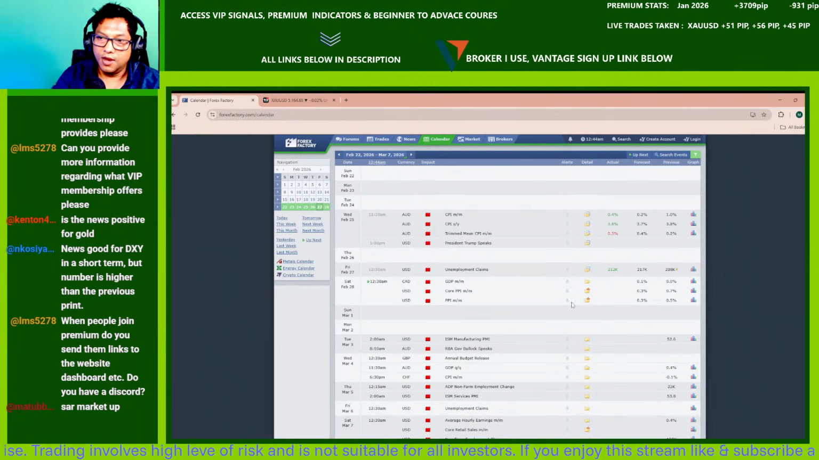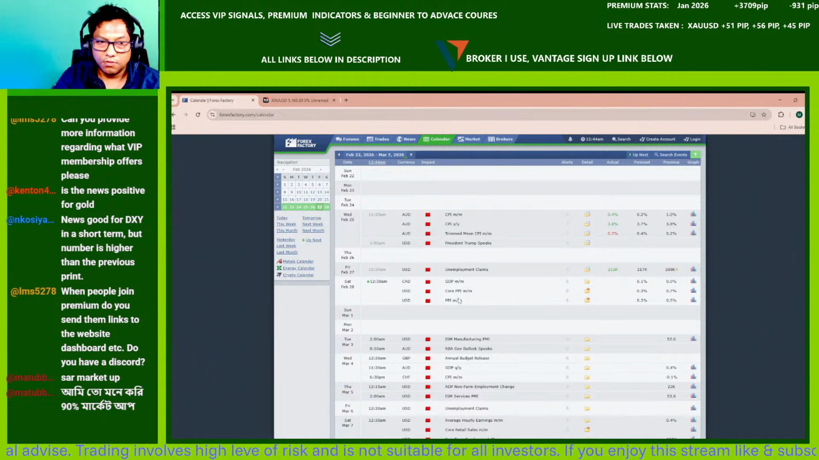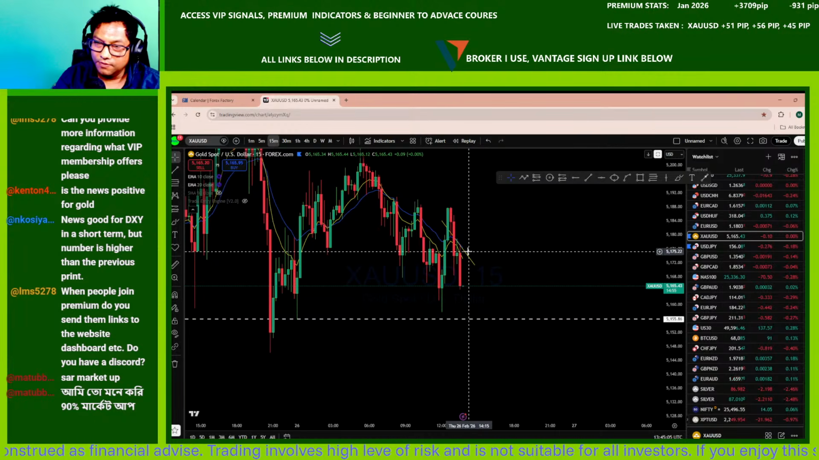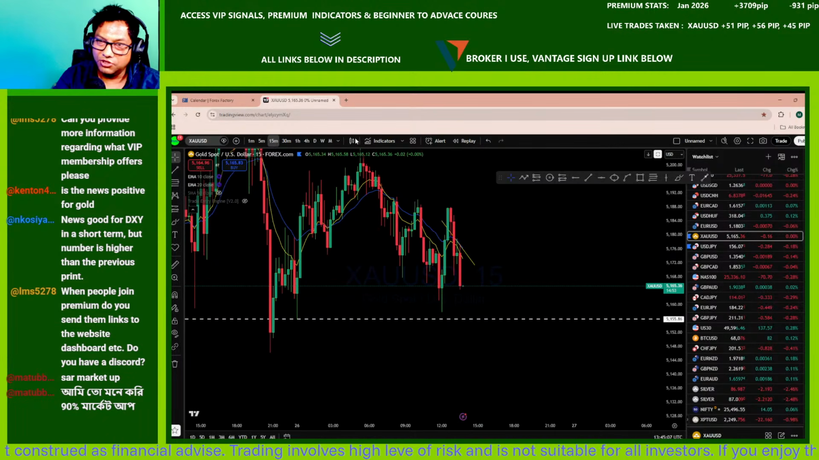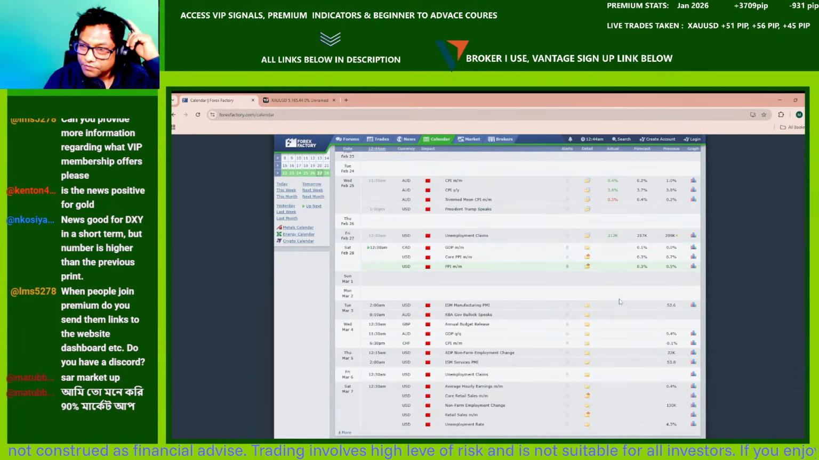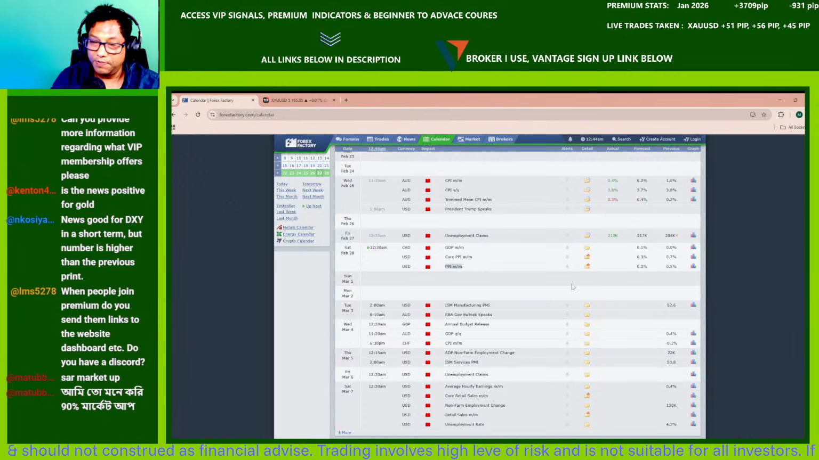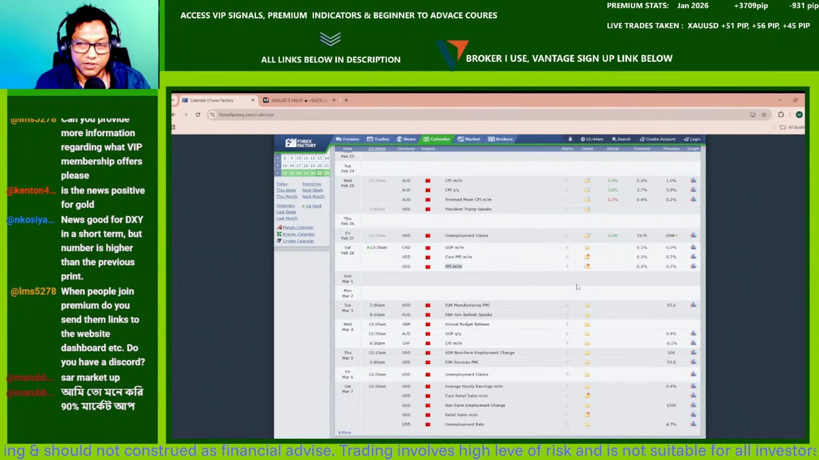Okay, and we are looking at Amito. Interesting. Okay, so here if you look at this zone, this is a bearish engulfer. Now if you look at here, tomorrow coming core PPI and PPI. This is another big news coming later tomorrow.